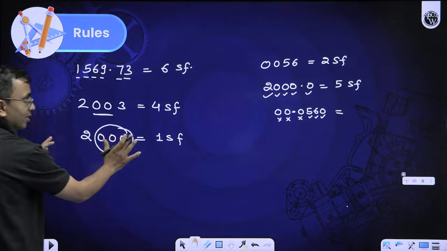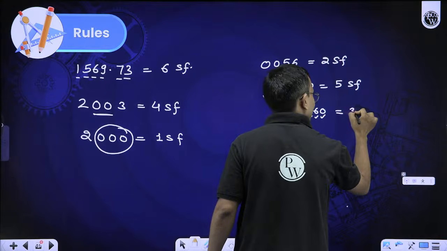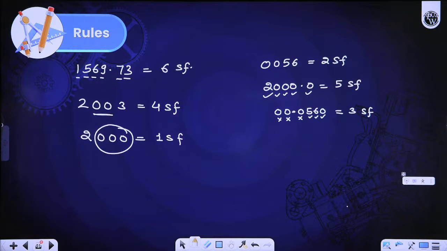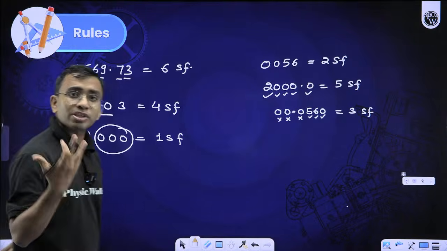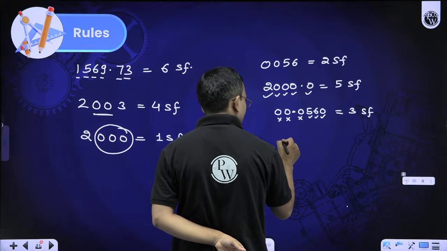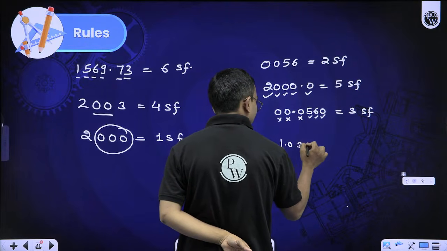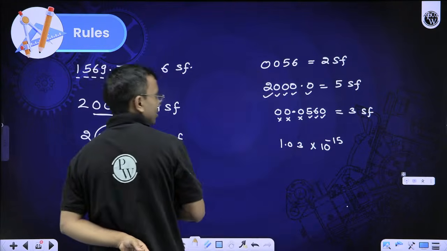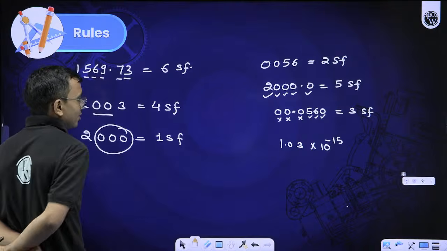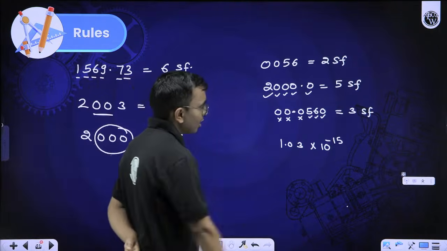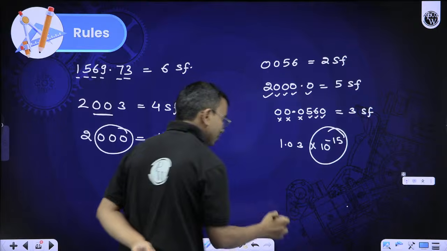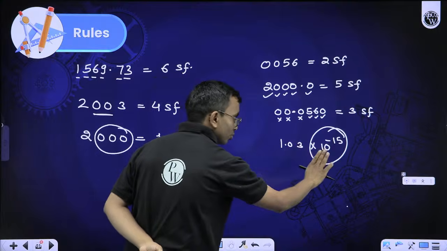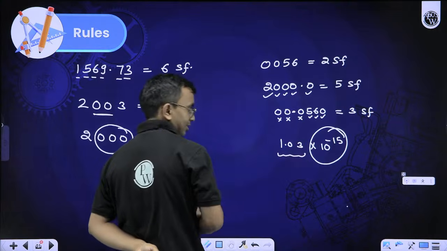Therefore, these are not significant. So here we are having 3 significant figures. I am just telling you how to remember the rules with some examples. Now, if there is scientific notation, like 1.03 into 10 to the power minus 15, these types of representations we call scientific notation. If that is there, the 10 to the power something is not significant. You just have to count the significant digits in the first part.